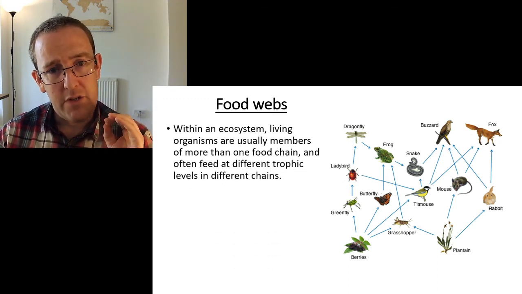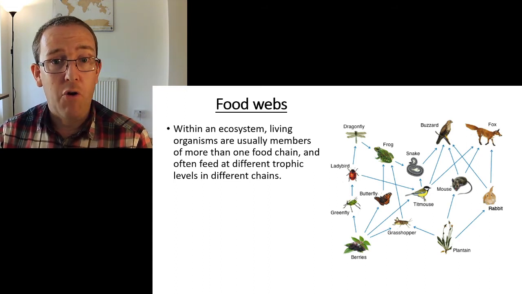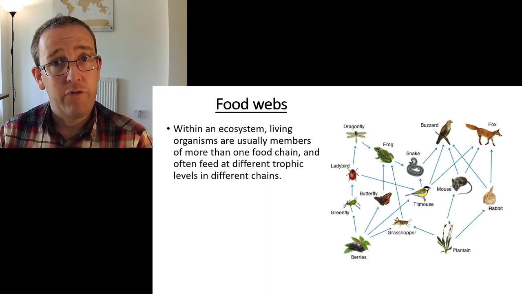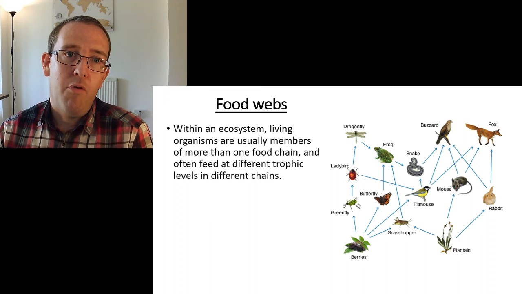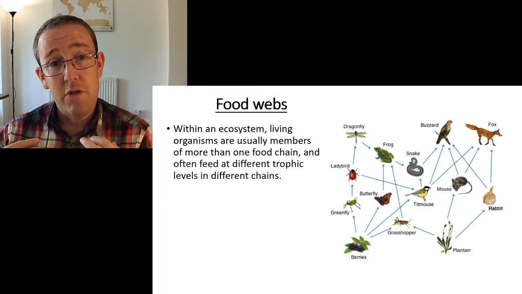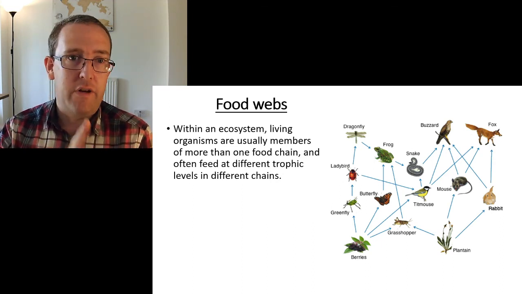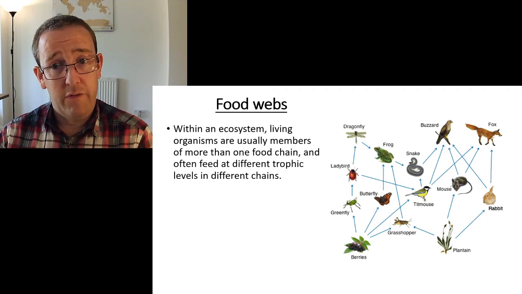As it says there, living organisms are usually members of more than one food chain and often feed on different trophic levels. So an important point there: just because you're a primary consumer doesn't mean you can't also be a secondary or tertiary consumer. Humans are omnivores and can be primary, secondary and tertiary consumers. They can eat all sorts of different things.